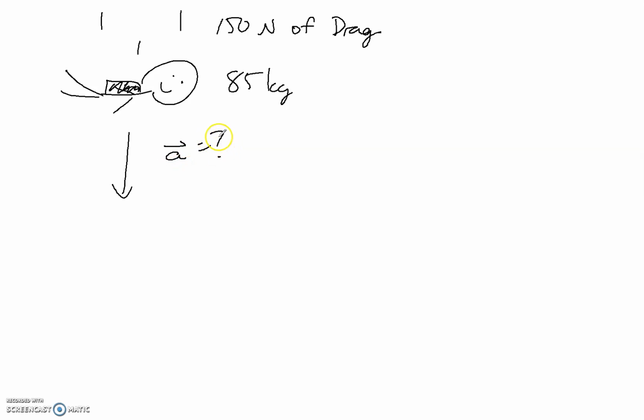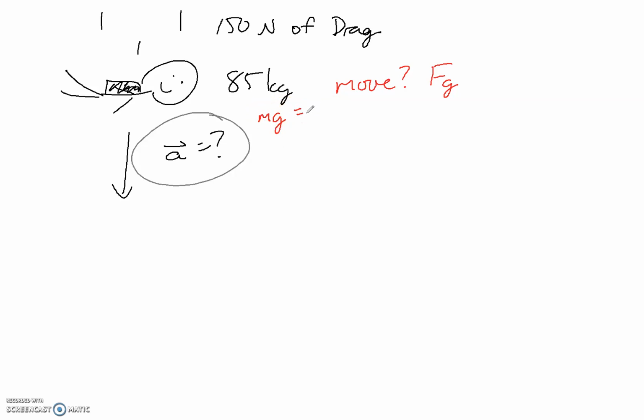Now, we know it's not 9.81 because there's drag. If there were no drag, it would simply be 9.81. But we can incorporate drag the exact same way you guys have worked with friction. First, I'm going to look at what is trying to move him. That's the force of gravity, so that's just his mg.